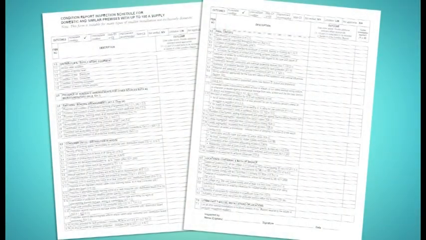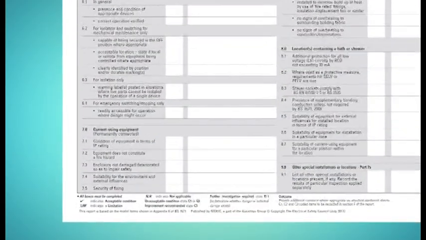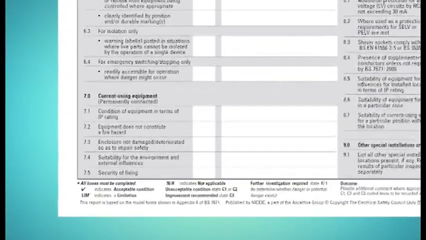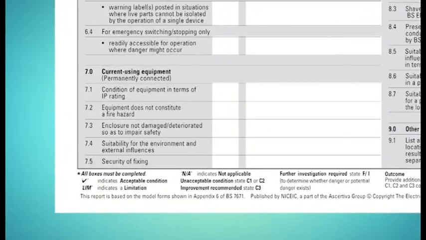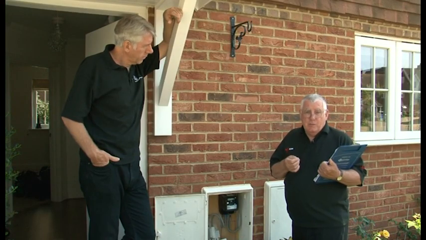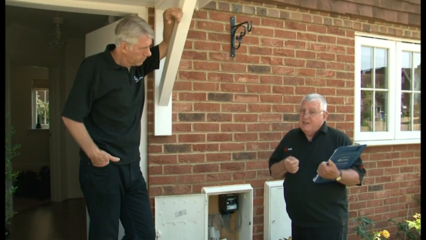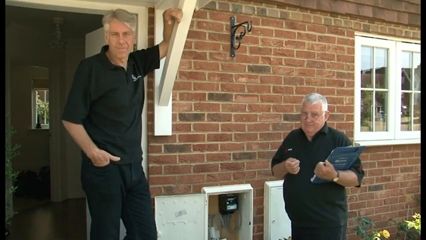The model form in Appendix 6 of the regs has 7 categories to work through. However, remembering that this is a model form, you find slightly different arrangements in practice. The NICEIC form actually has a couple of extra categories. For example, there's a section on current using equipment, such as electric showers, air conditioning units, or even, in this day and age, electric vehicle charging units. The reason that this has been added is that fixed equipment was often overlooked in the original documentation because it was wrongly assumed that this was in the realm of PAT testing.